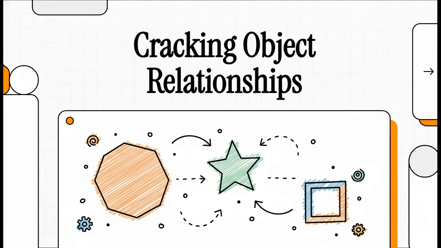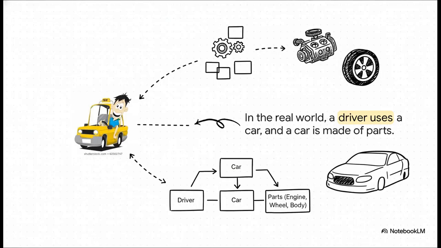All right, let's talk about something that can either make your code elegant and easy to manage or a complete tangled nightmare. Today, we're cracking the code on object relationships. In the real world, everything is connected, right? A driver uses a car. A car is made of different parts. Well, object-oriented programming is all about modeling these very same connections so our software can work in a way that just makes sense.